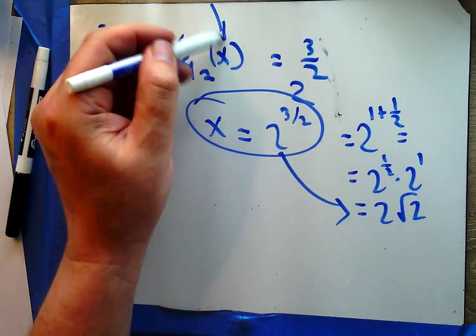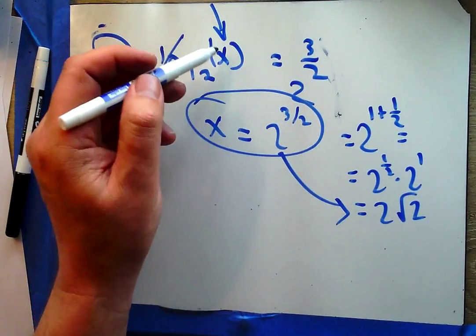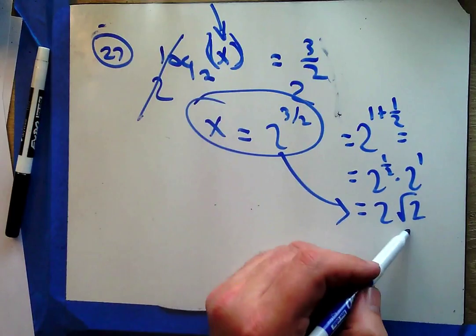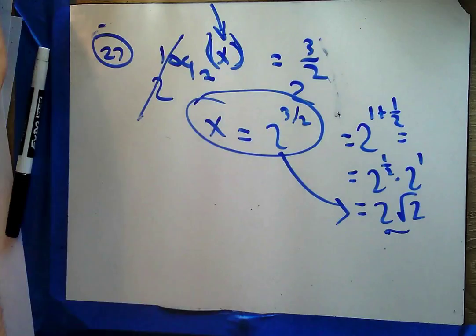Oh, what can't I have inside of a log? What's in parentheses can't be 0 or negative. Is this 0 or negative? No, so I'm good to go on this one. How about 28?